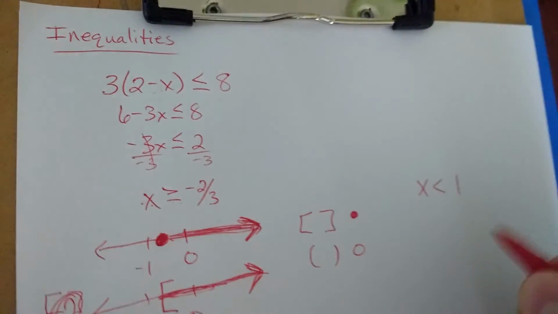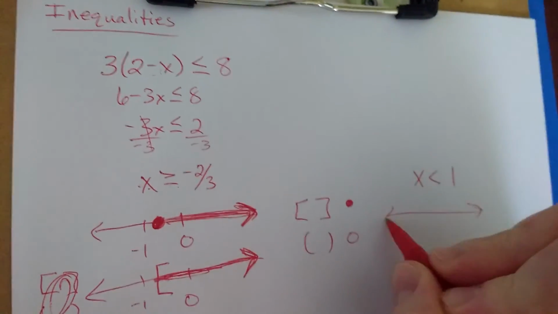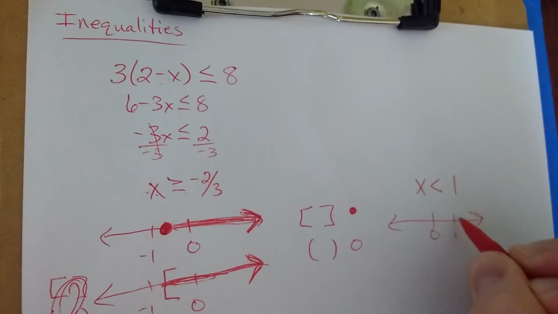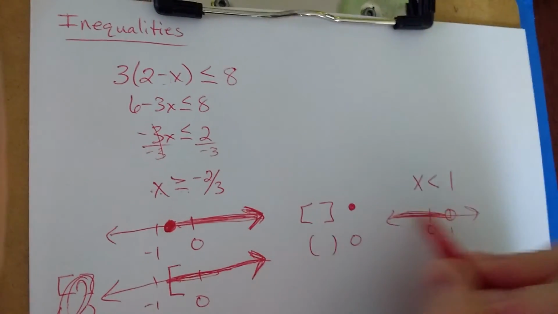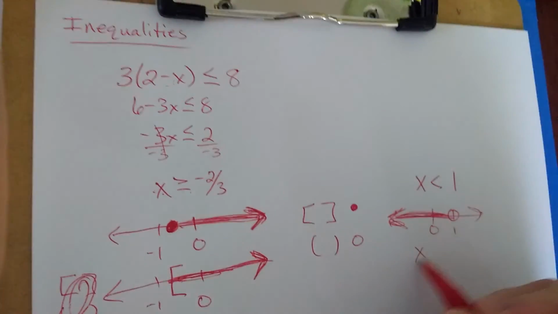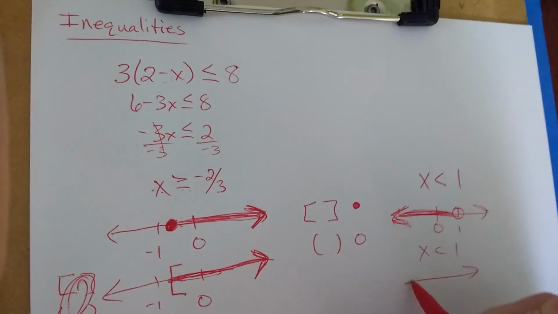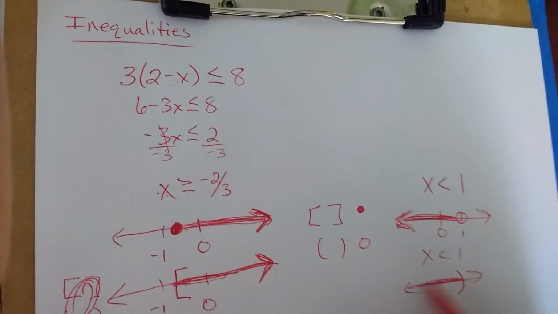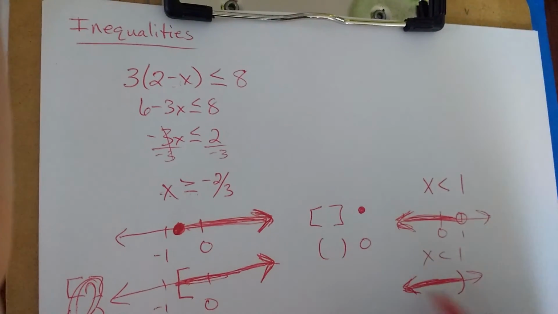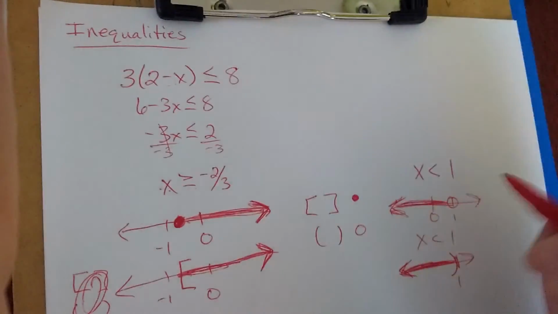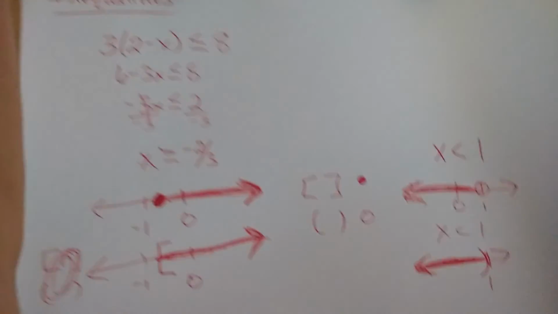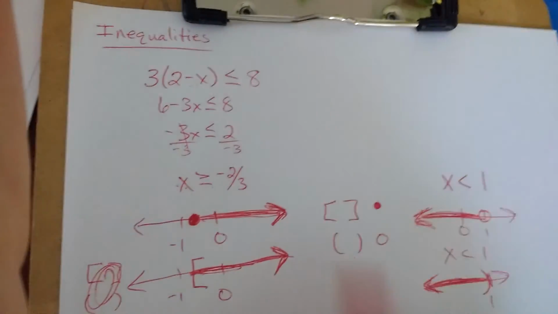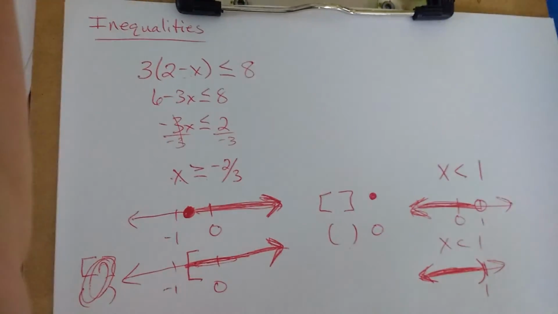But just if you solved it and you got like x is less than 1, you could do 0, 1. You could do open circle, shade it to the left, or you could do parentheses, since it's just x is less than 1, not less than or equal to, and shade it to the left. You should know both. I think your book uses the brackets and the parentheses, and this is what you've seen before. They mean the same thing.